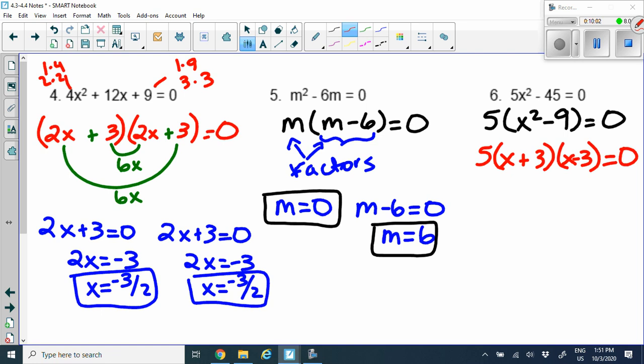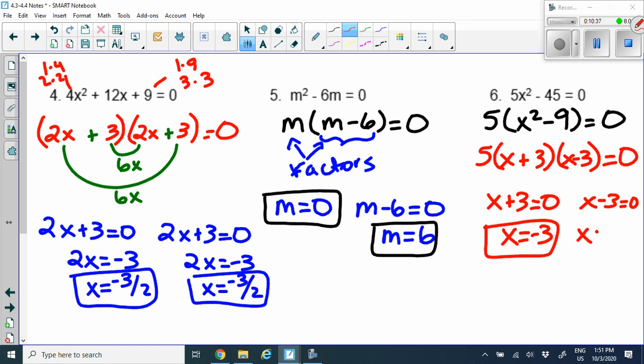Now, make sure on this one, notice we have the 5. If we set the 5 equal to 0, is that a true statement? No. So in this case, though 5 is on the outside, like we saw with m, there is no variable attached with it, so we don't set that equal to 0. Only if there is a variable will you set that equal to 0. So the only thing we do set equal to 0 is going to be the x plus 3 and the x minus 3, because we are solving. So we get x equals negative 3 and x equals 3. And so those will be my two answers. Remember, solutions, roots, or zeros.